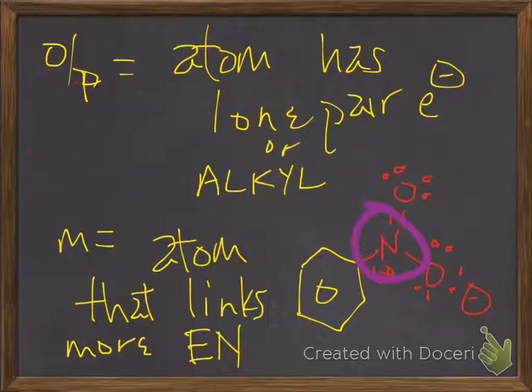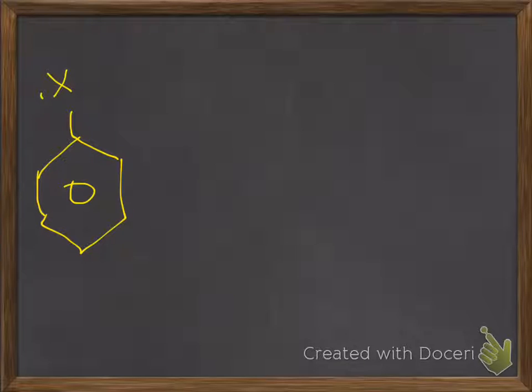Okay, so remember I said that there was an exception. This is the exception. What if we have, let me switch back to yellow, what if we have this, a halogen? So halogens have lone pair electrons. So believe it or not, they're going to be OP directors. However, they are the exception in the fact that they're OP, but they're deactivating. They're actually slower than what you would expect.